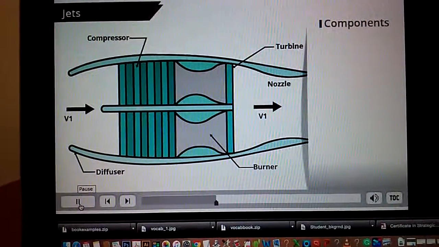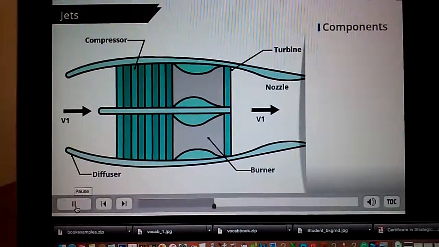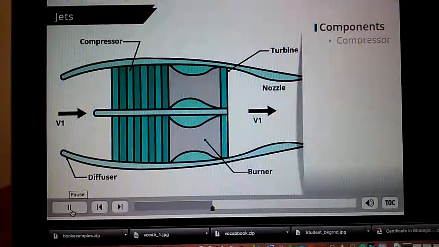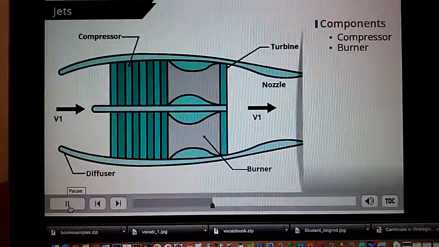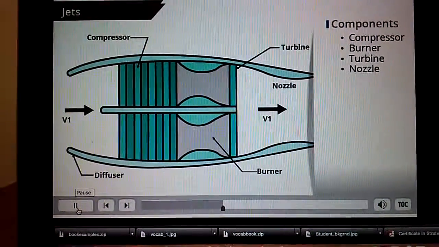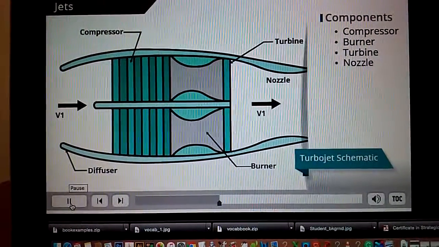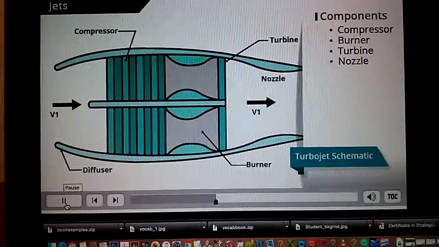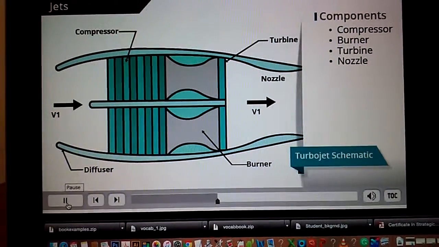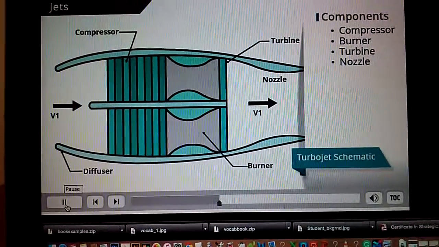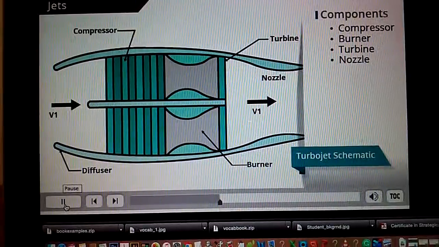In this figure, we see the concepts, or the aspects, of a jet. We have the compressor section, the burner section, and then the turbine and nozzle section. The diagram is a schematic of a turbojet. In larger and newer aircraft, you'll hear that we use turbofans. It's the same concept, but a turbofan uses a large fan in front of the portion of the jet engine, which is powered by the turbine.